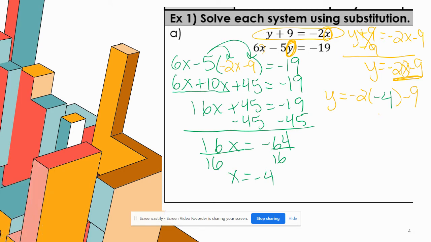We have negative 2 times negative 4 is positive 8. Minus 9 is negative 1. That makes our final answer negative 4, negative 1.